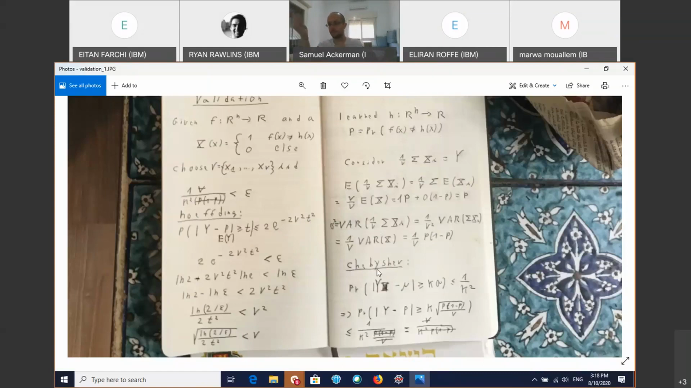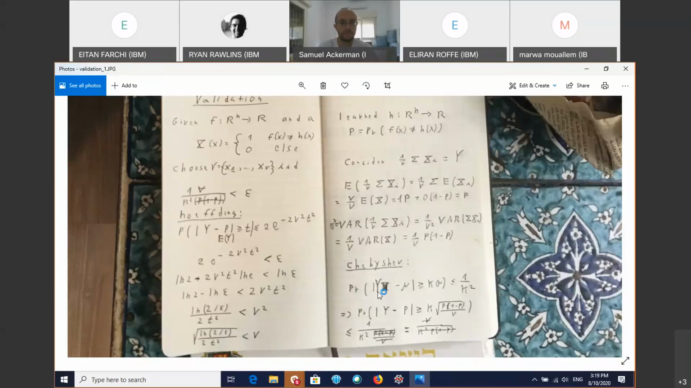So I just wrote this as an example to show you what breaks here, why Chebyshev doesn't work for us. Chebyshev does capture the fact that the statistic concentrates around P, basically capturing the fact that the variance grows smaller and smaller, but it does that in a way that is not very tight.